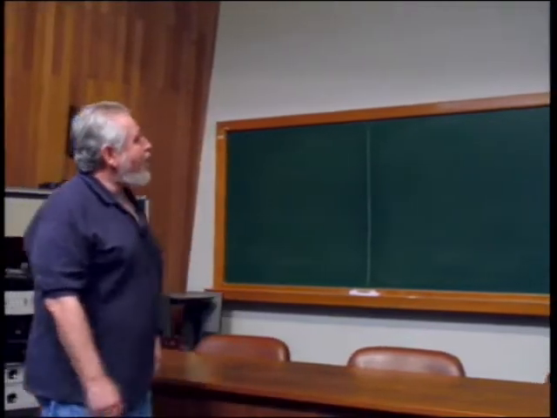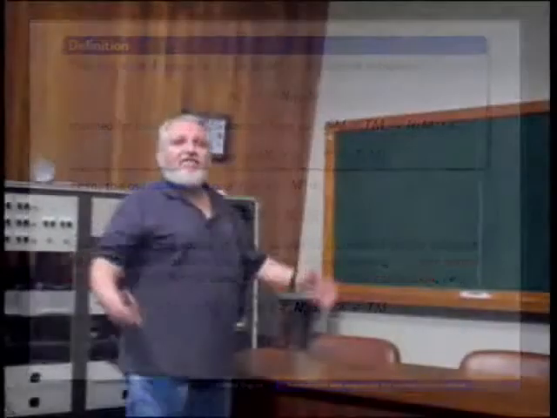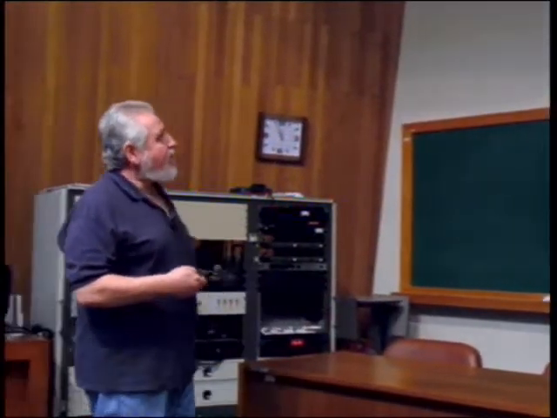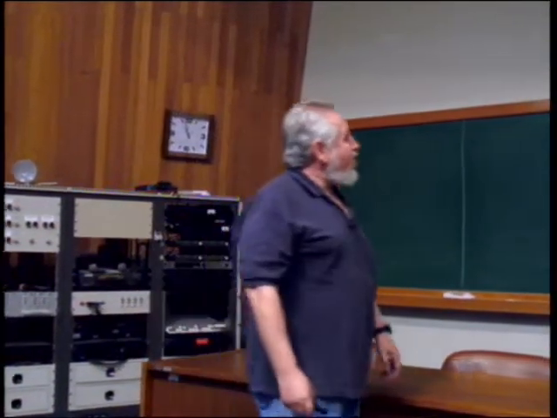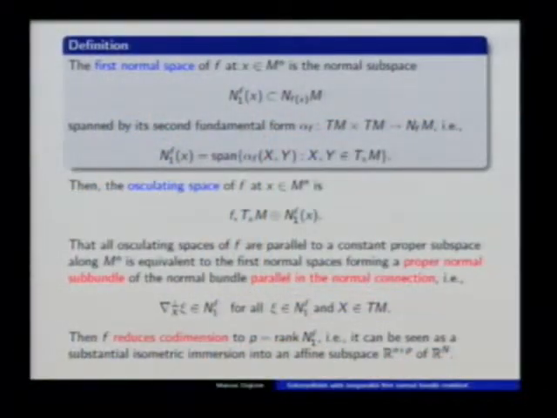Let me say that all results I'm going to discuss are of local nature, so there is no restriction in assuming that all subspaces which show up have constant dimension, since they happen to have it in some open dense subset of the manifold. Okay, so if the first normal subbundle is parallel in the normal connection, you reduce codimension to the rank of the subbundle.